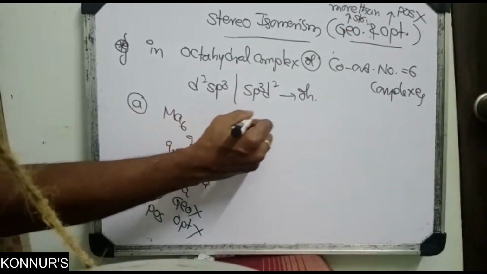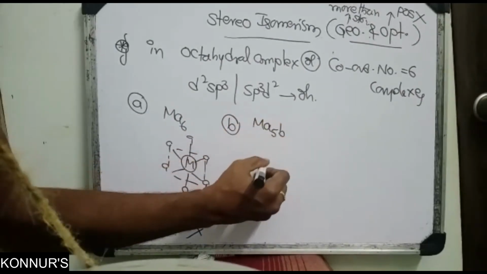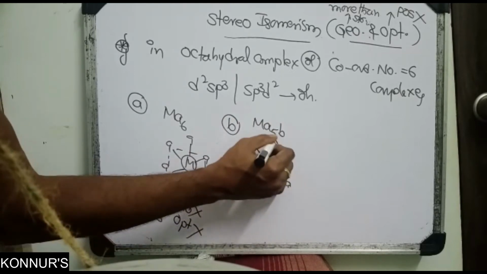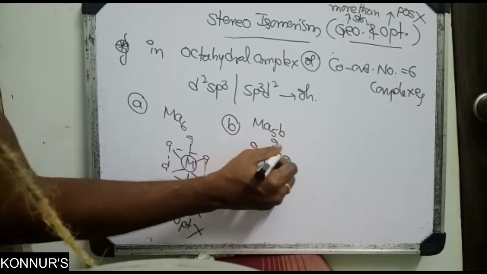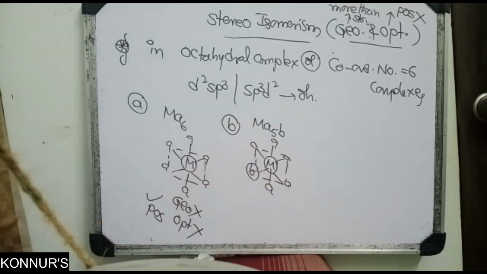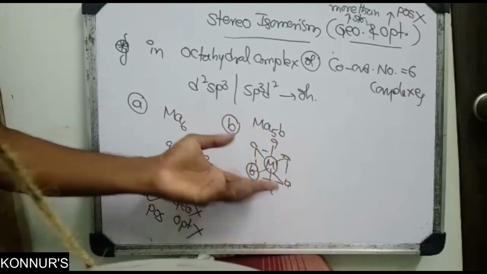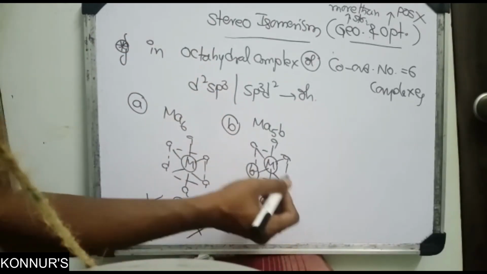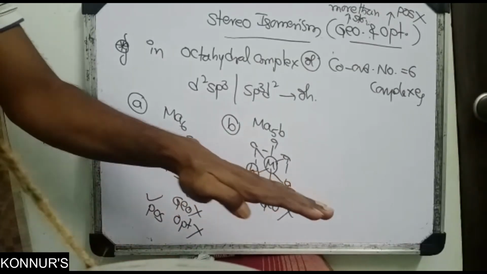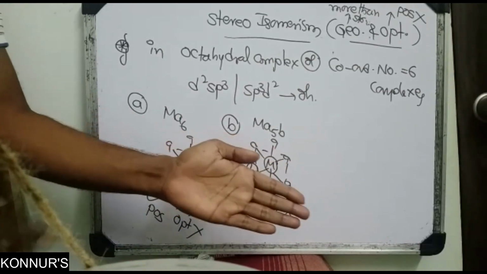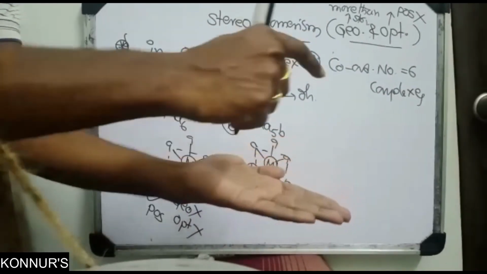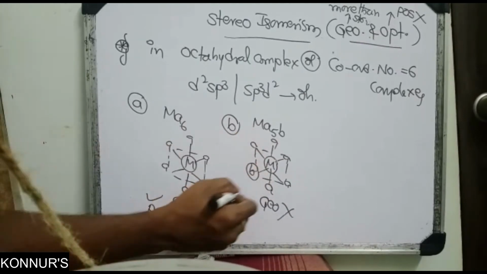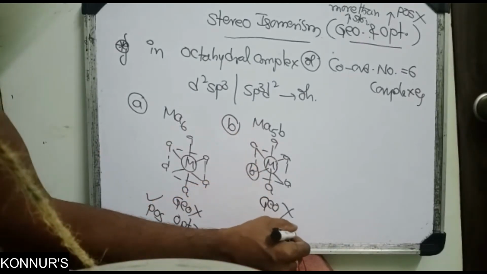Next, MA5B. Take M, A, B. Here the B you can put anywhere, it is the same structure only. More than one structure you can't get, so geometrical isomerism is not there. Next, you cut into equal halves. 4 A are here, triple A, here B, above A, below A. I am cutting like this. Plane of symmetry is there, so that's why it is optically inactive.